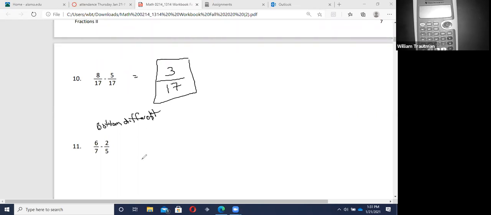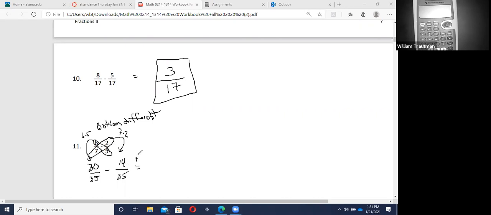The bottoms are different. Remember what I said to do when the bottoms are different. You're going to write 2 new fractions. You're multiplying the bottoms to create 2 new bottoms. 7 times 5 is 35. Then we're going to multiply these 2 for our first top. 6 times 5 is 30. Then we're going to multiply these 2. 7 times 2 is 14.